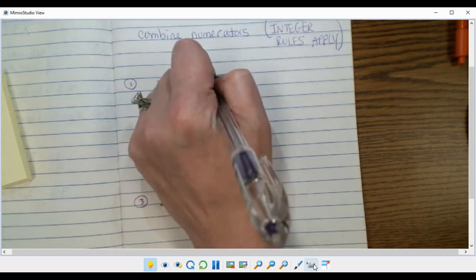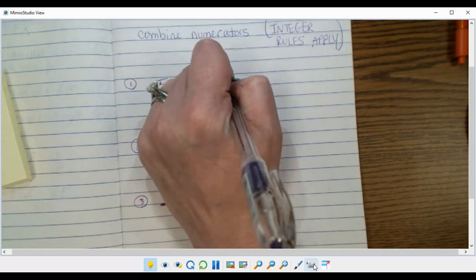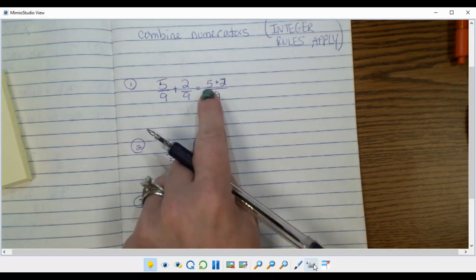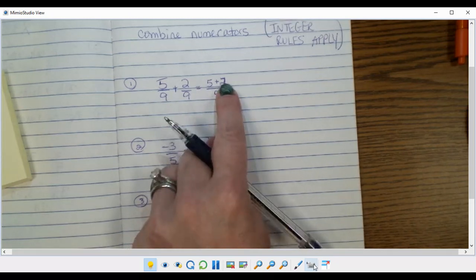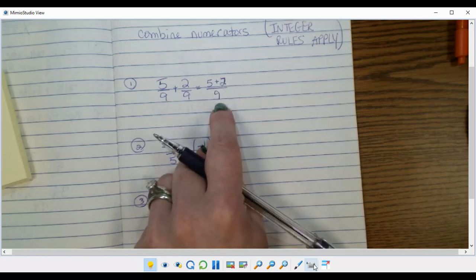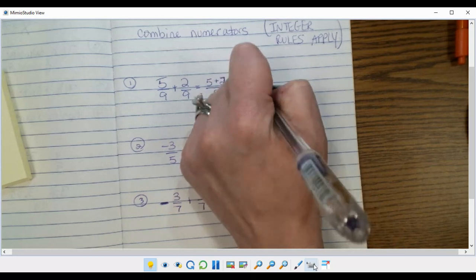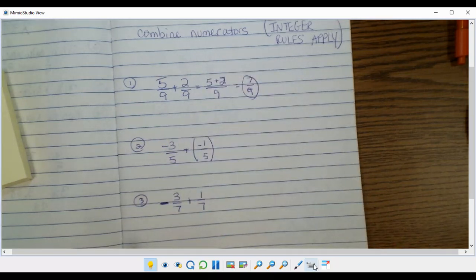You're going to see a lot of times where they will combine the problem over a single denominator because they're the same. You have 5 pieces on this one and 2 pieces on this one. They happen to be the same size, so we just put them together, and this gives us a quick 7/9. Those were both positive, easy cheesy.